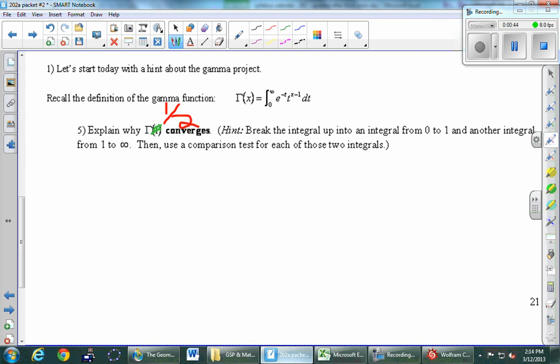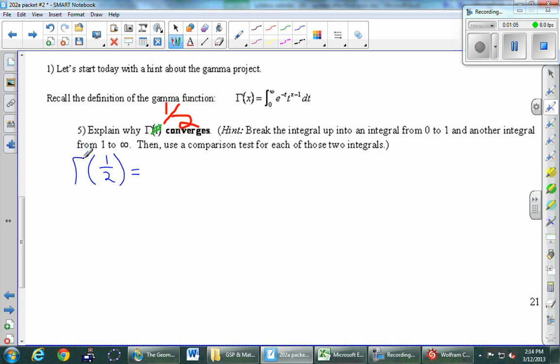And there's this hint about breaking the integral up into an integral from 0 to 1 and another integral from 1 to infinity, and then using a comparison test for each of those two integrals. So let's go ahead and do that. All right, so let's go ahead and write down the formula for gamma of 1/2. So we'll begin by just using the definition right there at the top of the page.